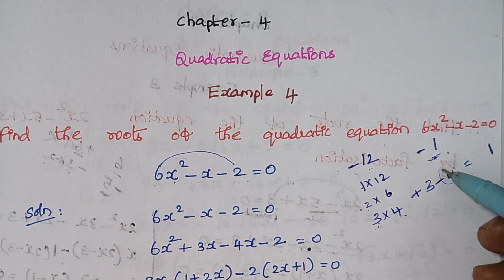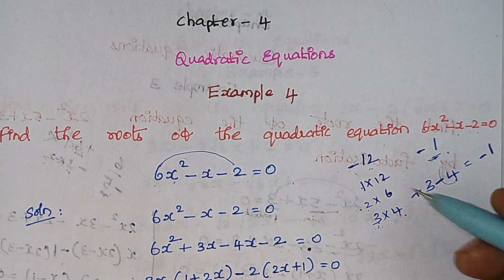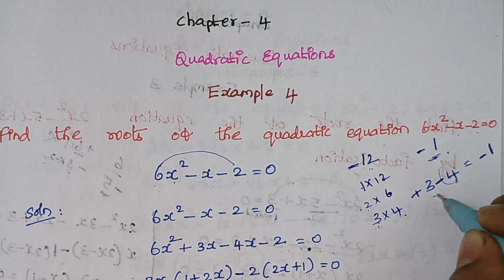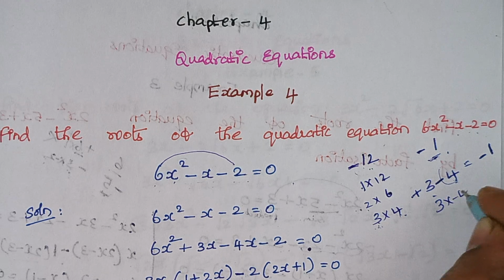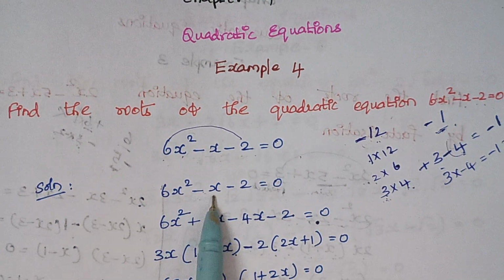And what is the bigger number? 4 is the bigger number, so the sign before 4 is minus. So here it is minus 1. And the next thing is we should have minus 12. Again when you take these two numbers, 3 into minus 4 obviously gives you minus 12. Right. So we are now splitting the middle term.